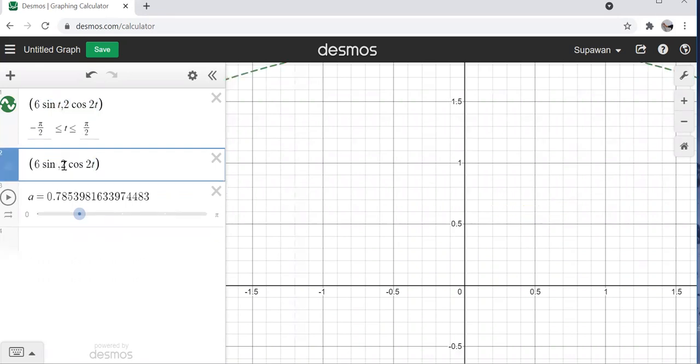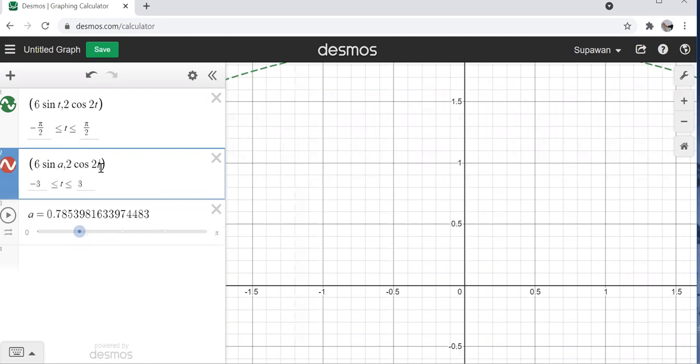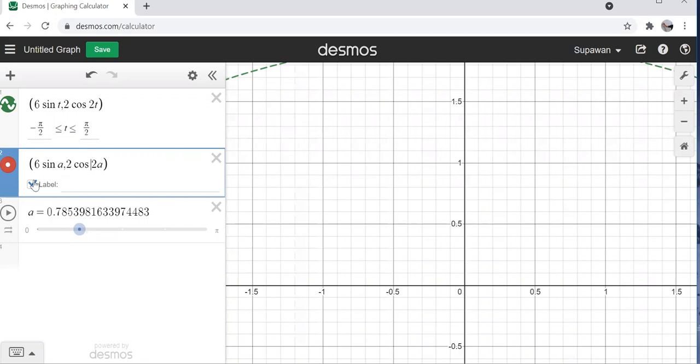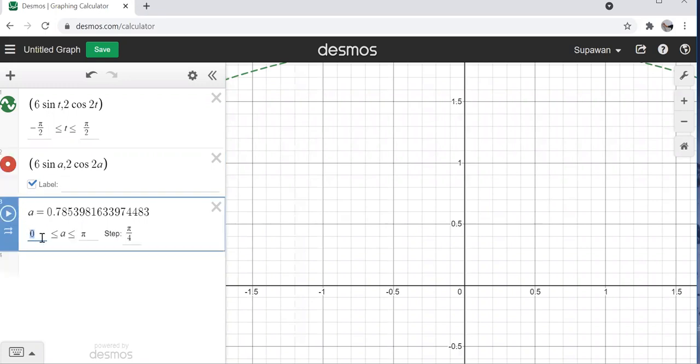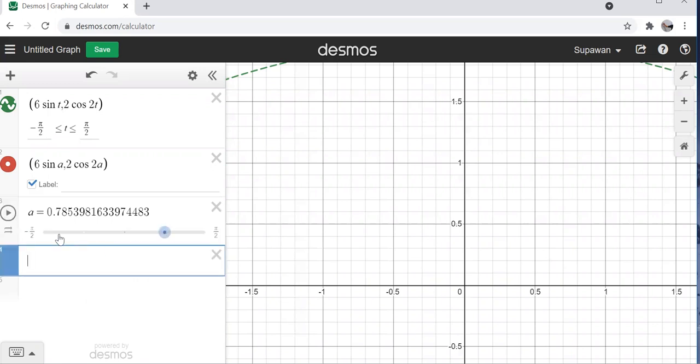Again, for the second slot, put the same set of parametric equations, and then we just change t to a. Now fix the slider value of a from negative pi over 2 to pi over 2. Step size is pi over 4.